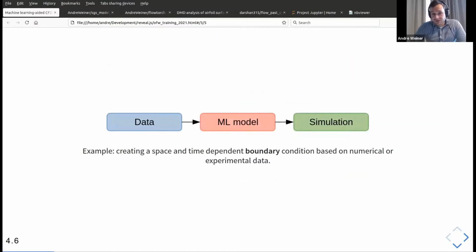A reversed-order workflow would be that you have some data, for example experimental wind tunnel data, and then you create a more useful representation of that data using a machine learning model. And then maybe you use that machine learning model in your wind tunnel simulation to create a more realistic inlet velocity boundary condition, just to give you one example.